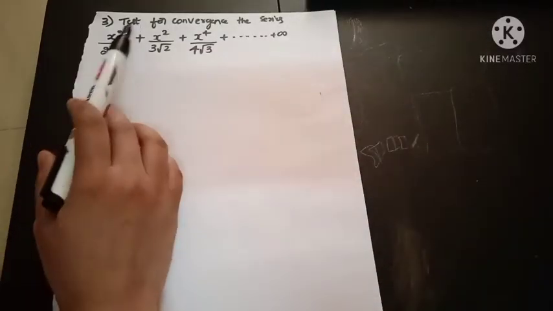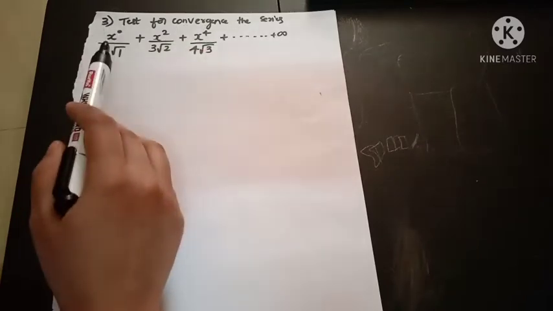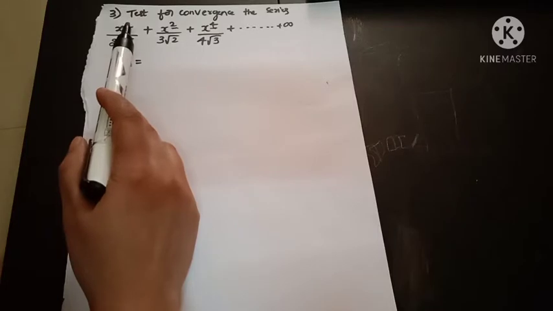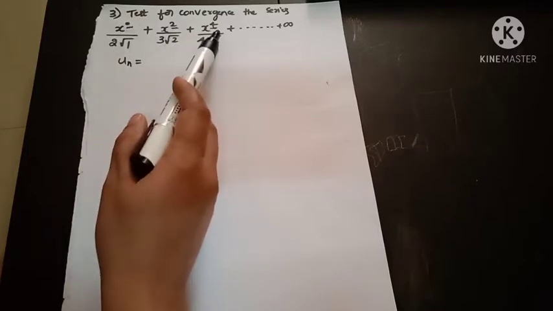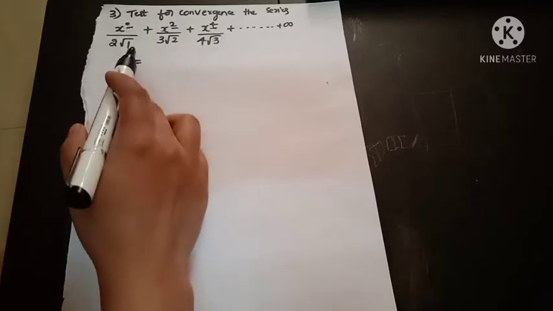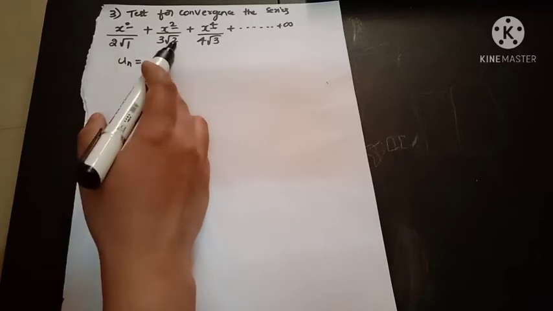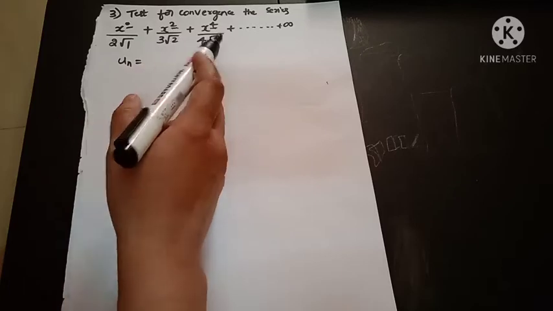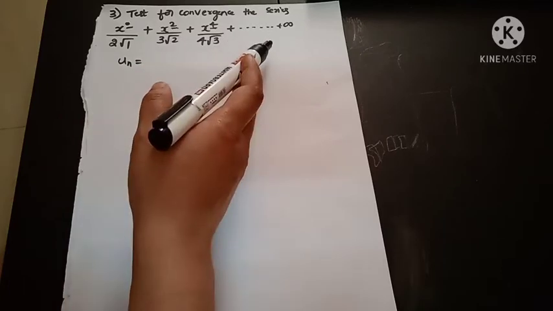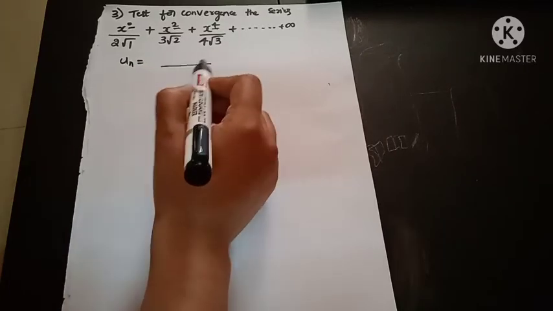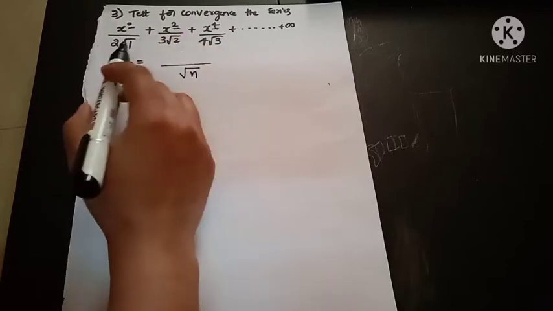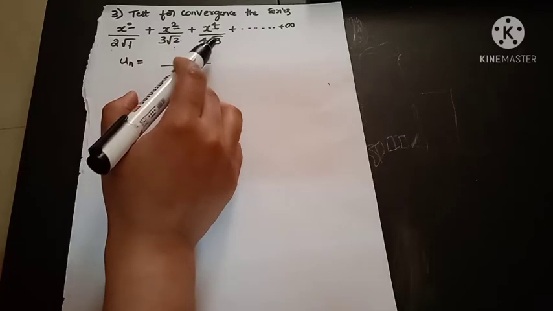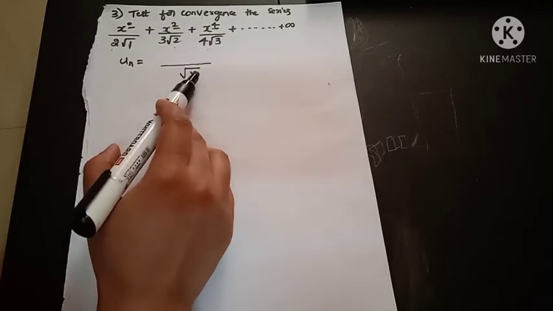Third problem is test for convergence the series. For this series, the pattern here is 0, 2, 4. And in the denominator also, here we have 1, 2, 3 within the square root. So the nth term will also be root n. Since we have first term 1, second term 2, third term 3, similarly nth term will also have n within the root.